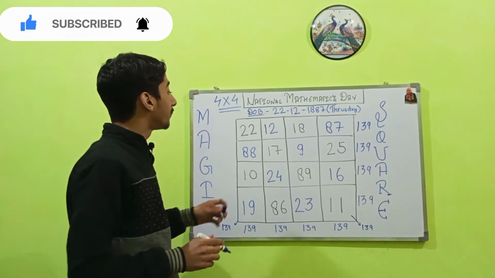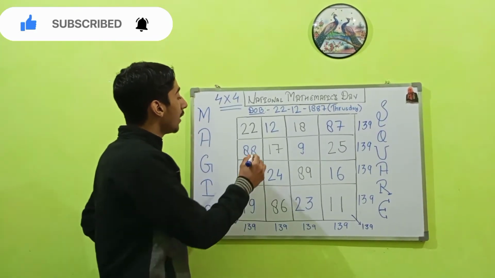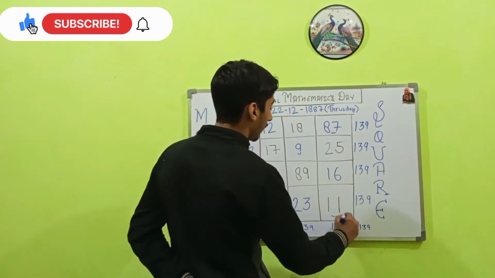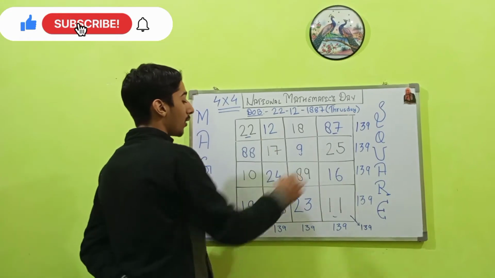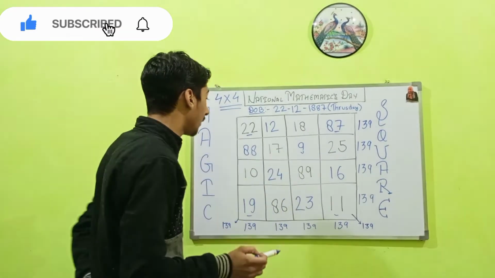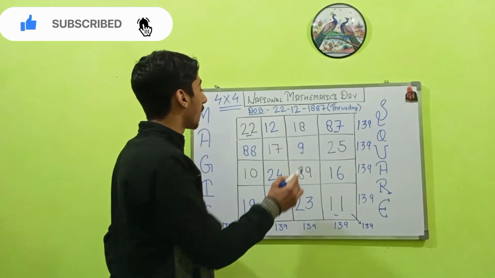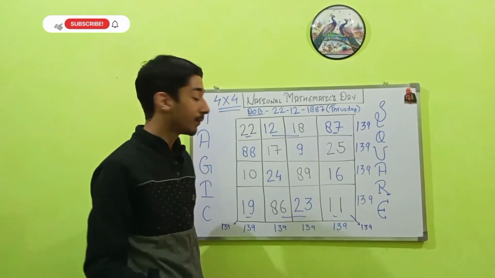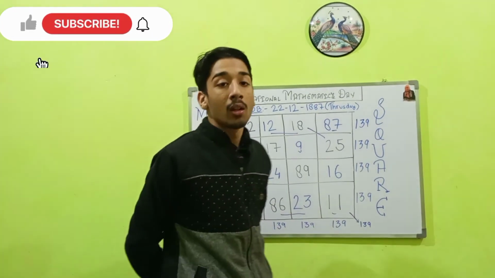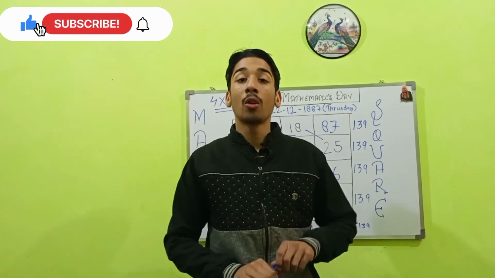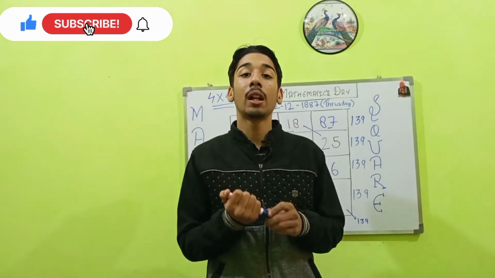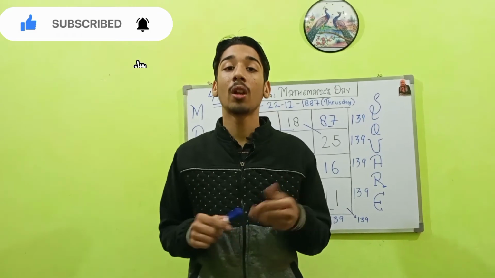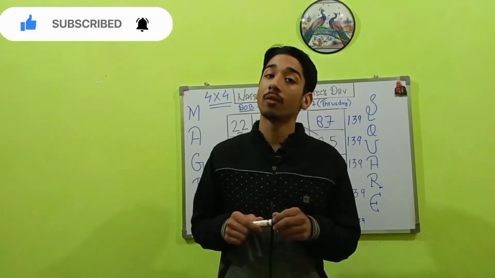Now another thing: if you add these boxes, then also you will get 139. And if you add these two as well. I am showing you a picture on your screen which will clarify the different types of arrangements in which you get the same sum, that is 139.